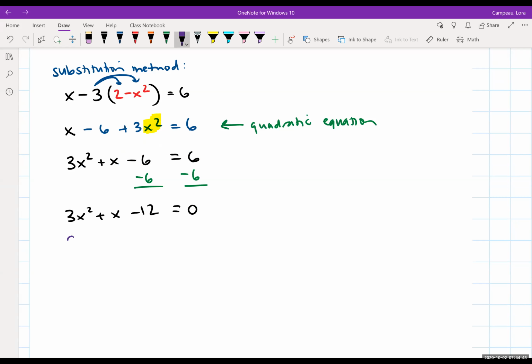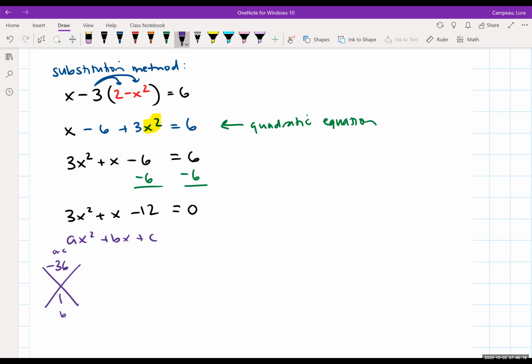I would say this is the form ax squared plus bx plus c equals 0. So what we're trying to understand is a times c. So we have 3 times negative 12. What is that, negative 36? So we'd be looking at factors of negative 36 that add up to 1. So, factors of a times c that add up to b.